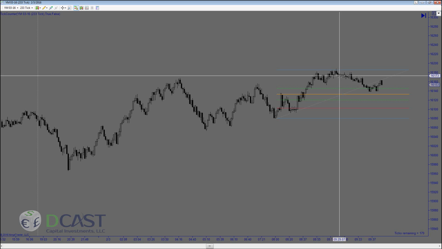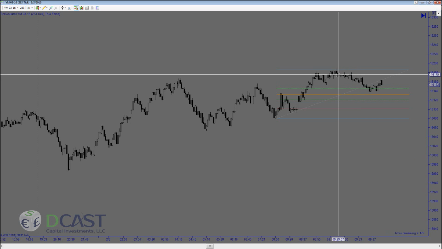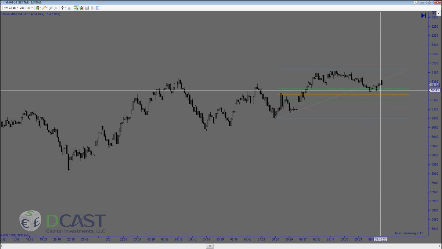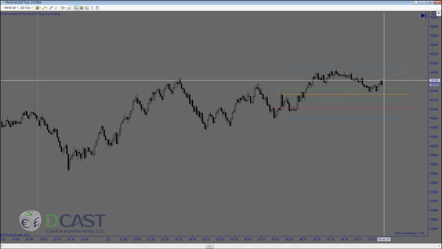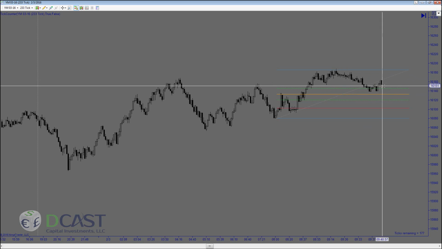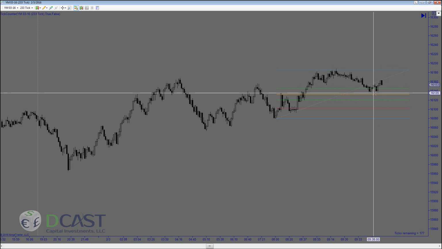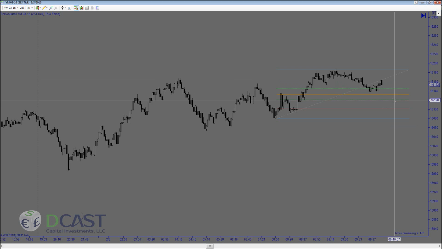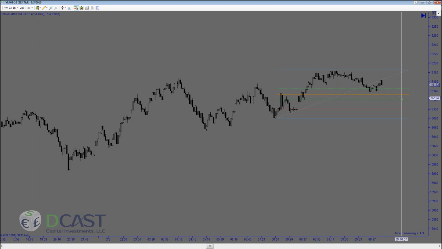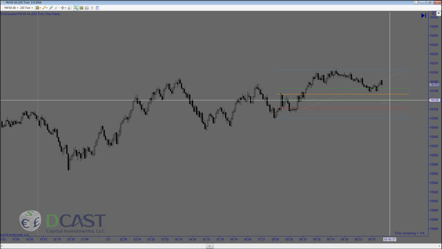Okay, I see a generalized weak pullback with a little bit of greater volume here. Now, I don't want to get too crazy into the bar by bar, but what we want to do here is wait a little bit and see that we have the bears come back into this. There may be a complex correction into that expectation of a deeper correction that we would expect.